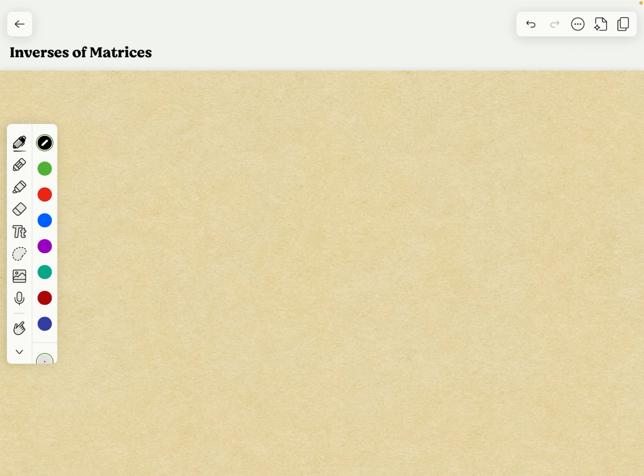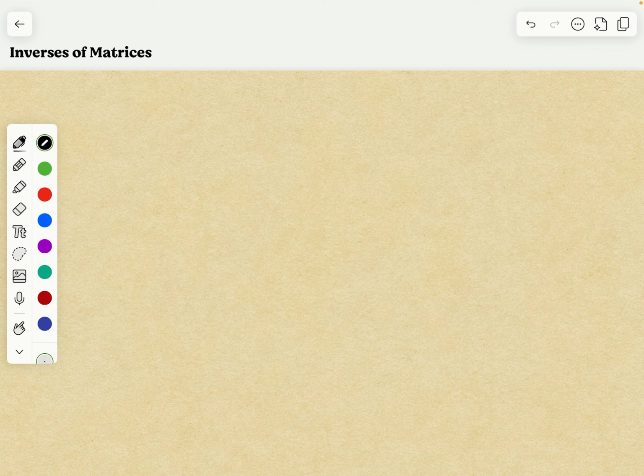But you can't divide by a matrix. The closest thing you can do is to multiply by the inverse of a matrix if it exists. And that's what we're going to talk about in this video. We actually already sort of introduced this concept in the topic of invertible linear transformations.